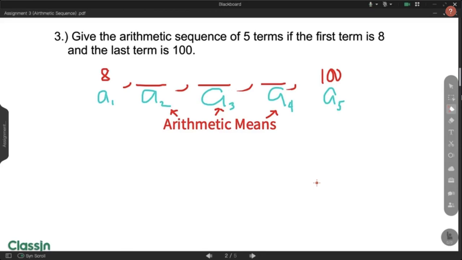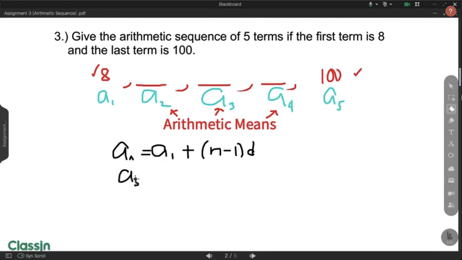Just remember, when we talk about an arithmetic sequence, there is a common difference. If we have the first term and the last term, then we can find the common difference to give the arithmetic means of this sequence. Remember the formula: a sub n equals a sub 1 plus the quantity n minus 1, multiplied by d.